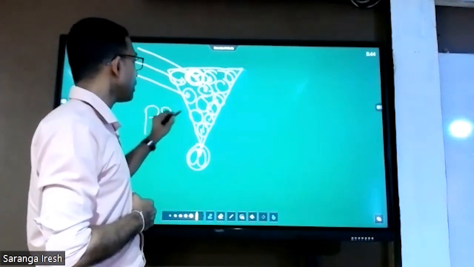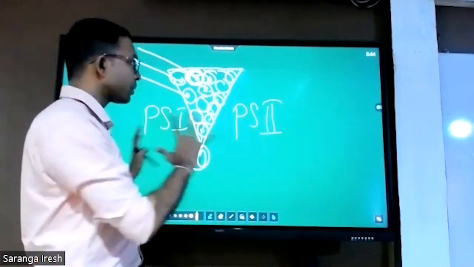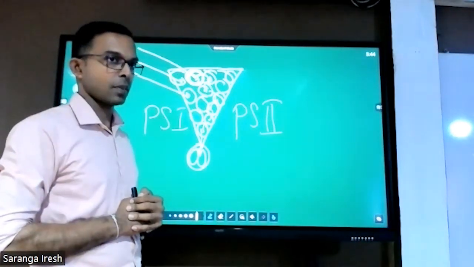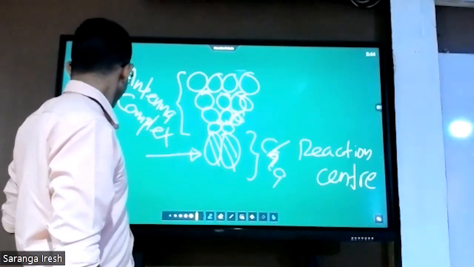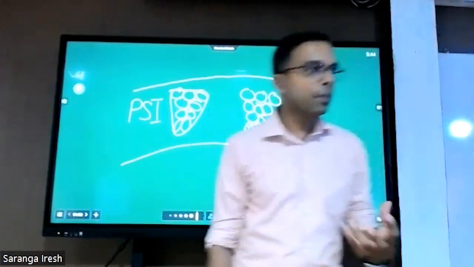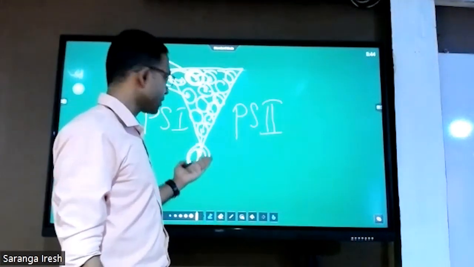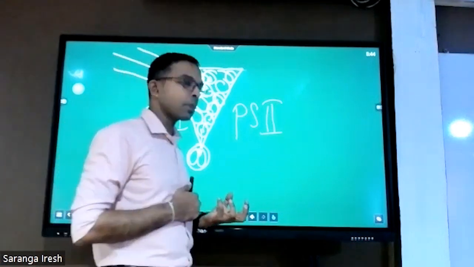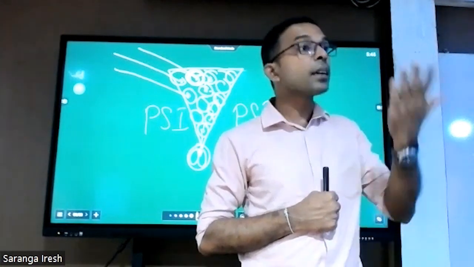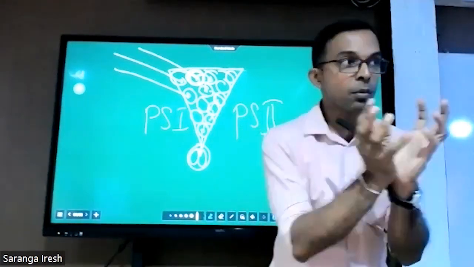Both PS1 and PS2 have this method of light absorption. Where does this process occur? On the thylakoid membrane. So after absorbing, what happens here? When the energy is transferred to the reaction center, what about the energy of the chlorophyll molecules now? They receive high energy. Huge energy is received by the reaction center, the chlorophyll A molecules.